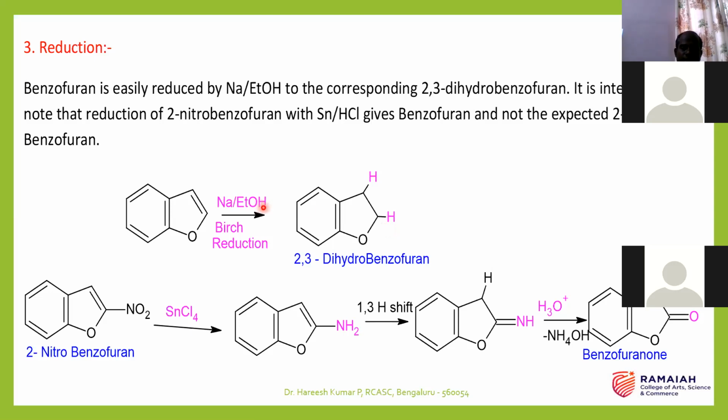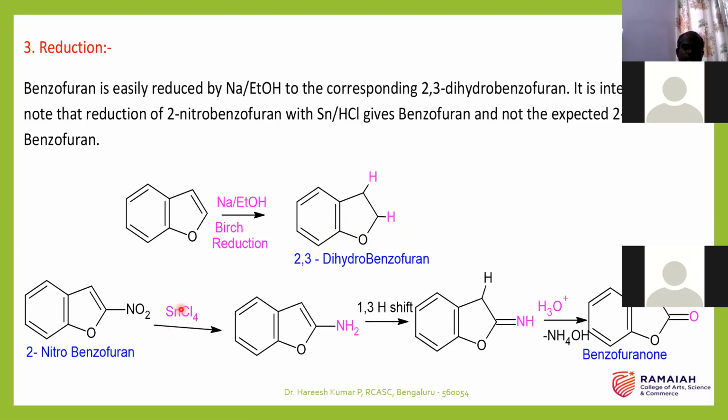So maybe I will explain this. Na gives one electron to this carbon, and this bond pair will sit here as an anion. This bond pair can pick up a proton from the ethanol, converting into CH. Later, one more sodium will give one more electron to this carbon. Then two electrons are there, and those two electrons can abstract a proton from ethanol. So it is converted into 2,3-dihydrobenzofuran.